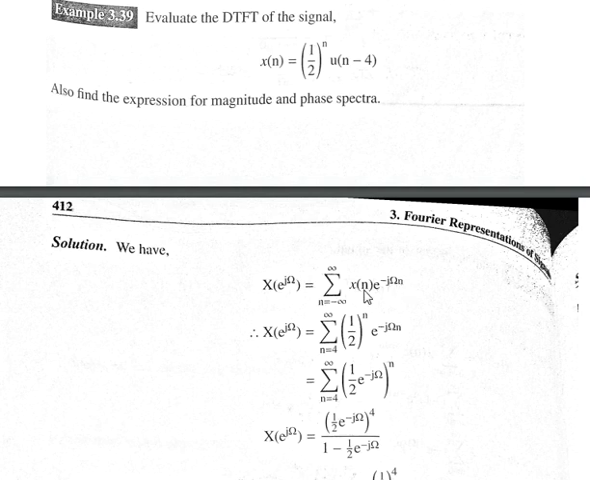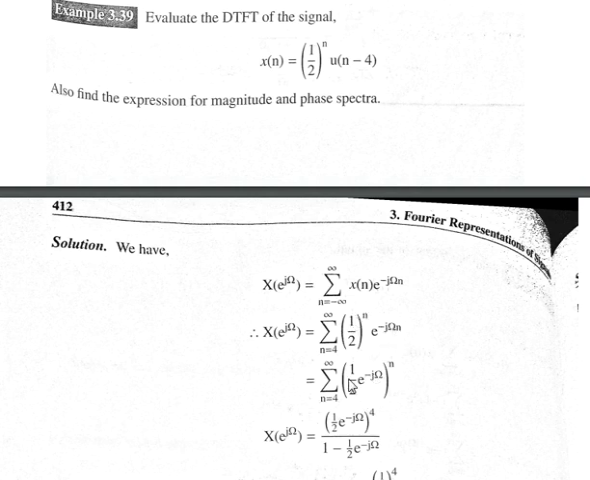So by substituting x of n as (1/2) raised to n u of n minus 4, we write (1/2) raised to n, and in place of u of n minus 4, we know u of n minus 4 is a discrete non-periodic signal and runs from 4 to infinity. This means we need to write the sum from 4 to infinity instead of minus infinity to plus infinity, and e raised to minus j omega n stays as it is.